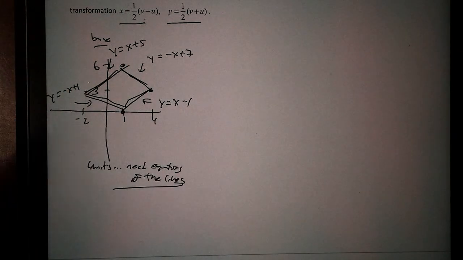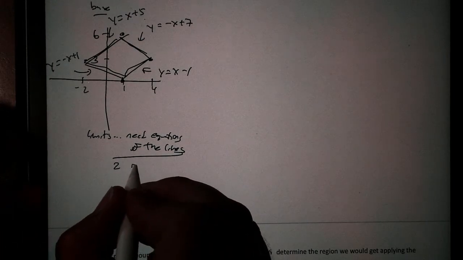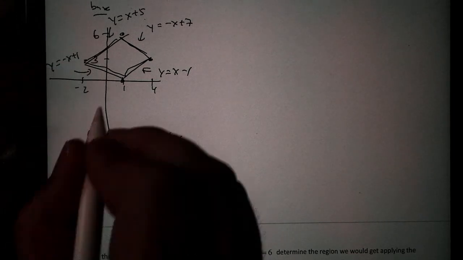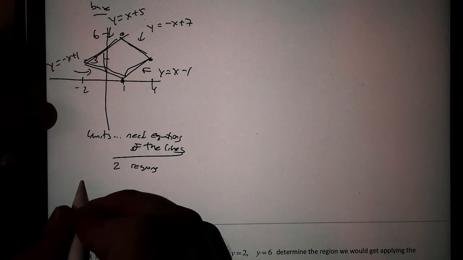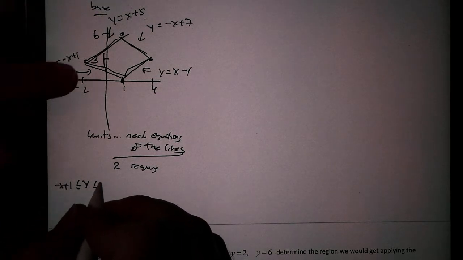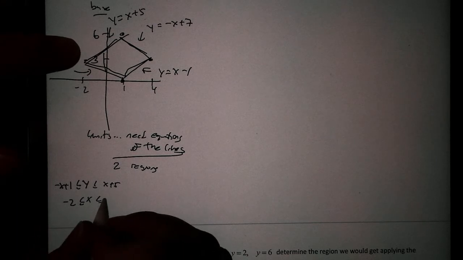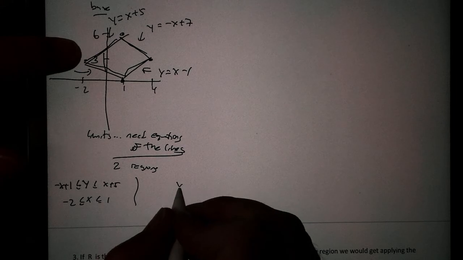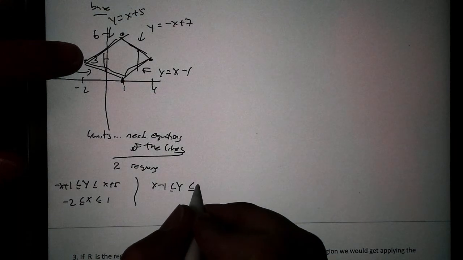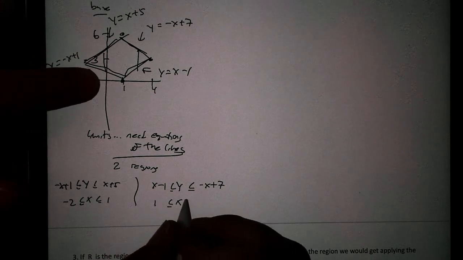Now, if I wanted to integrate right now, I can do this, but I'd have to have two domains, two regions, or two sets of limits here. For the first one, if I draw a vertical line here, my change in y is going to go from negative x plus 1 all the way to x plus 5, where the x's go from negative 2 to 1. For my second one, my y's will go from x minus 1 to the top, negative x plus 7, and those x's are going to go from 1 to 4.